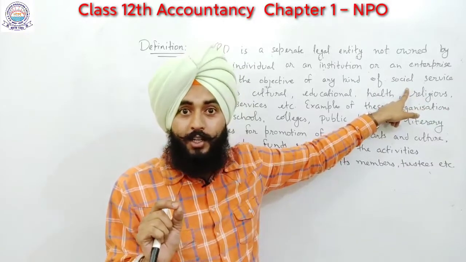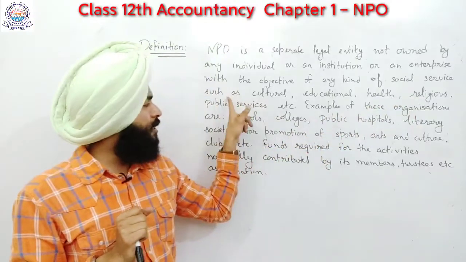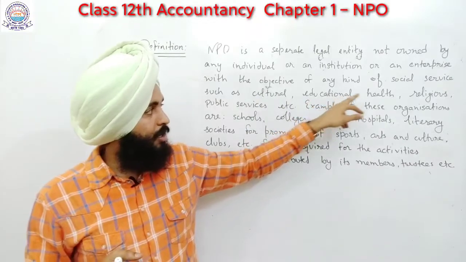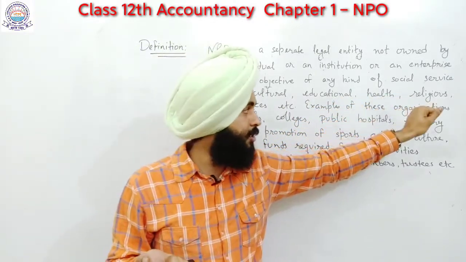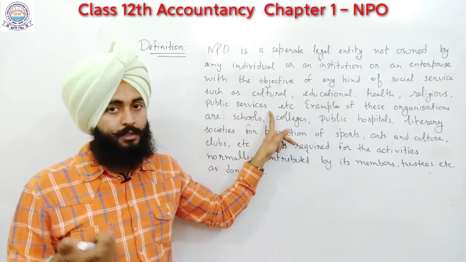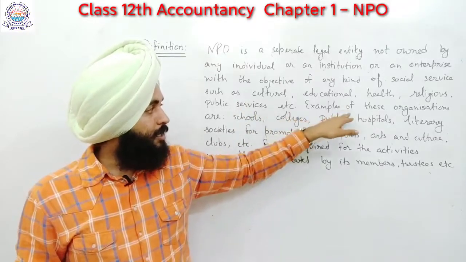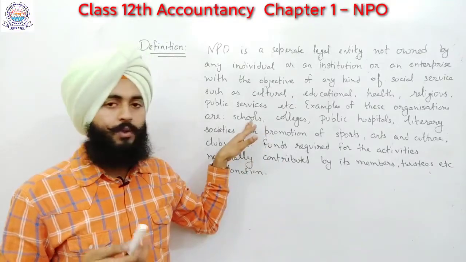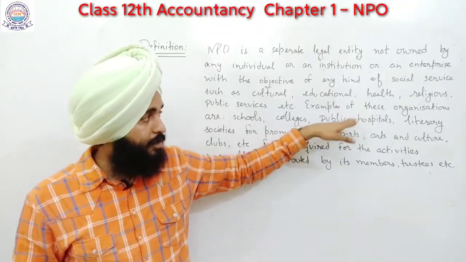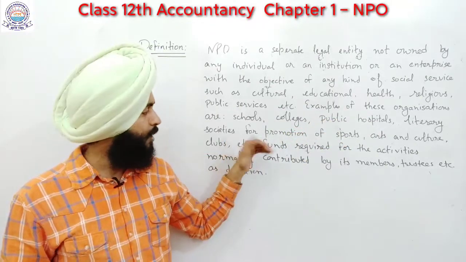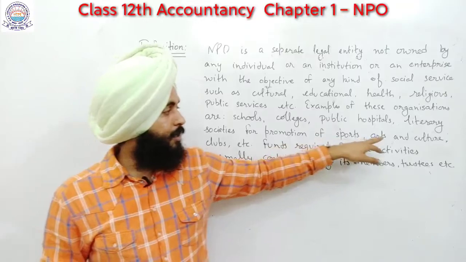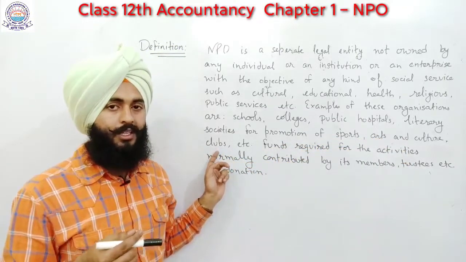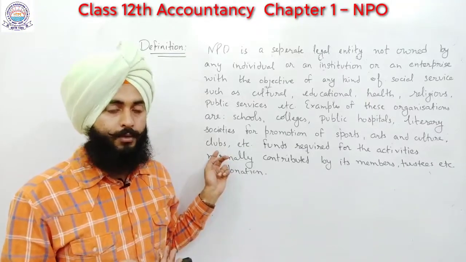Okay, सेवा करना चाहते हैं वो लोग. Such as, किस तरह की सेवा हो सकती है? Cultural, educational, maybe health or religious type of services, public services, those may be examples of these organizations. So what kind of organizations? Those will be schools, colleges, public hospitals, literary societies for promotion of sports, arts and culture के लिए, or clubs also. So these are the organization NPOs.